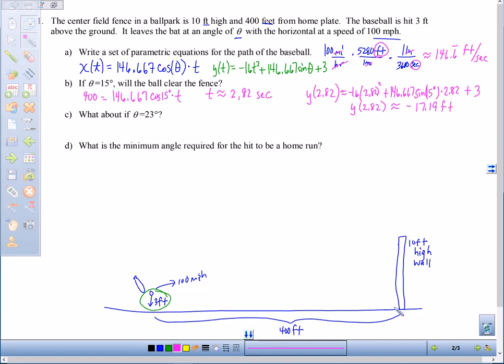All right. Okay, so that's not really a possibility. That's telling us it's down here somewhere. It went underground. So what that probably means is the ball hit the ground someplace before it got to that 10-foot wall.